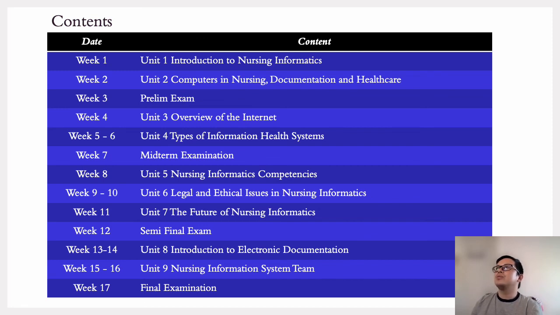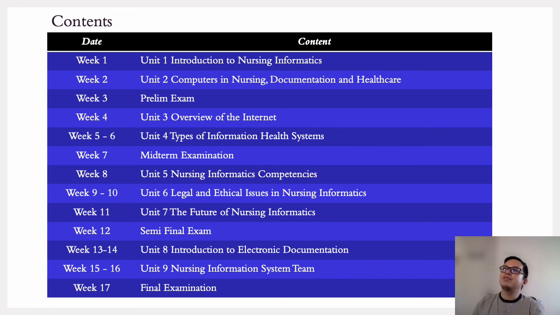Unit 2, we talk about computers in nursing, documentation in healthcare. We talk about the parts of the computer and how we use them. And Unit 3 is the overview of the internet. This is one of the most interesting parts of my lecture, the internet. I love the internet. And we talk about the history of the internet and how nurses use the internet, if you can remember, right? Unit 4, types of health information systems. We discuss a lot of health systems. We discuss telehealth in this area too. We discuss HIS in a lot of them.